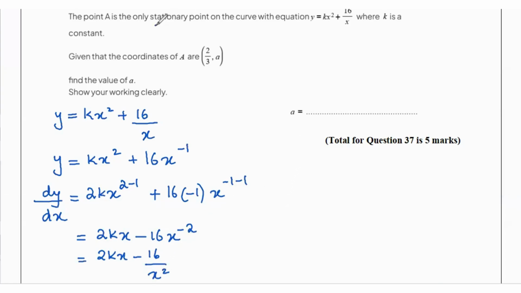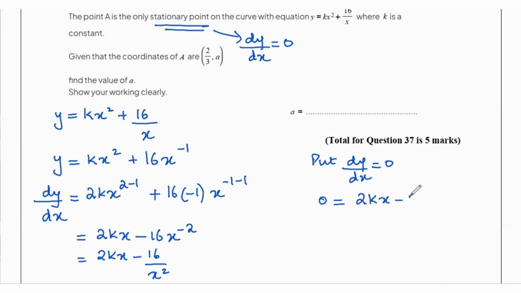So since it said stationary point is your turning point. At the turning point, your dy by dx always equals 0. So we put dy by dx equal to 0 over here and find the value of k. But there's also another unknown, which is x. Going back to the equation, it said that point A is the only stationary point, which means if we put x equals 2 over 3 over here, we can easily find the value of k.